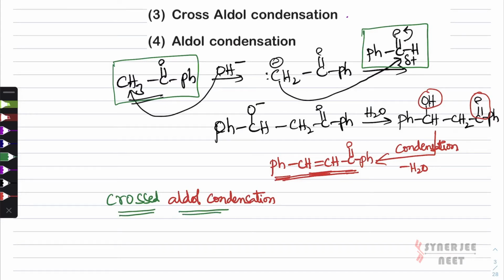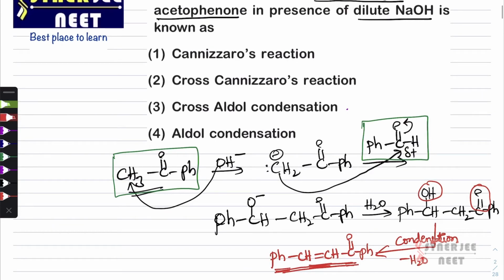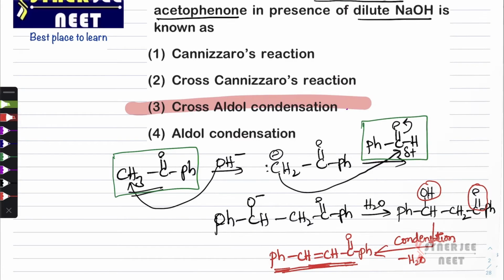So in the given options, out of four options, only one option is satisfying crossed aldol condensation. That is the third one. So the third one is the right answer.